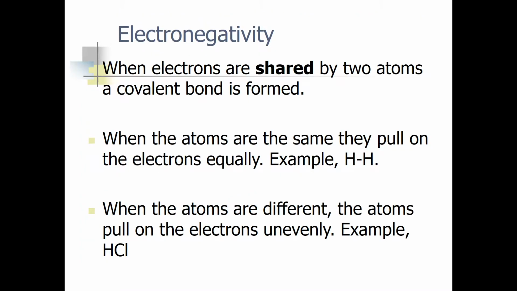So when electrons are shared by two atoms, it's called a covalent bond. When the atoms are the same, they pull on the electrons equally. So H2 is a covalent bond. When the atoms are different, the atoms pull on the electrons unevenly. So this is like hydrogen and chlorine.